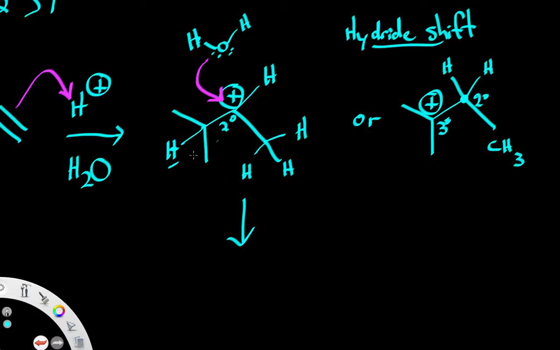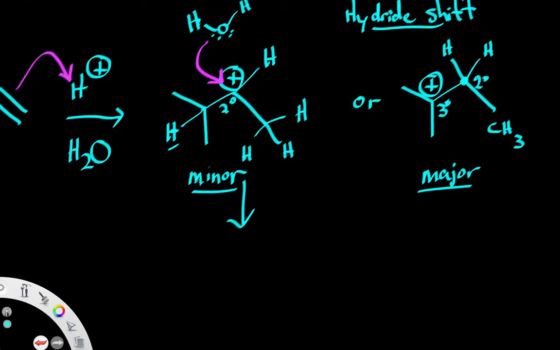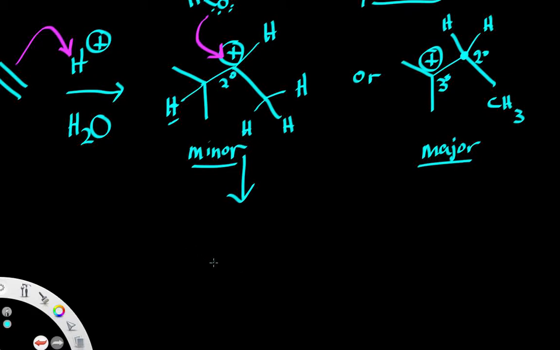So if that happens, you'll end up with something like this, but another thing to mention too is that you will end up with a minor product, because that is less stable. And over here with the tertiary carbon, you'll end up with a major product because it's more stable. And so now let's continue with this reaction and show the next step.